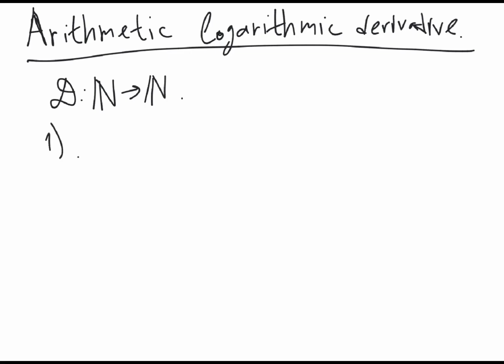So first, that it is equal to 1 for all prime numbers. So for all prime number p, we have d of p is equal to 1.